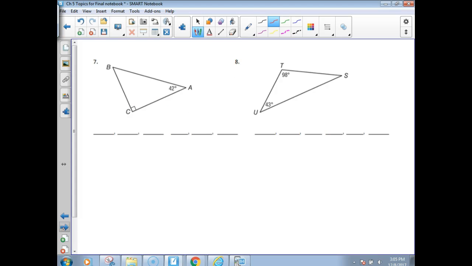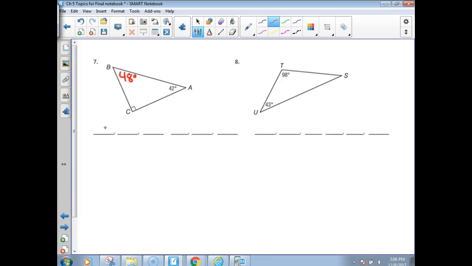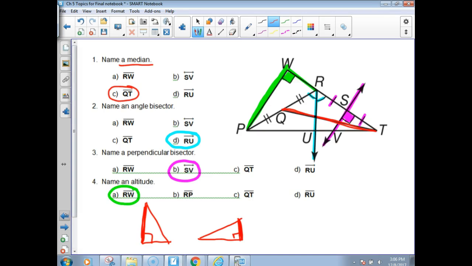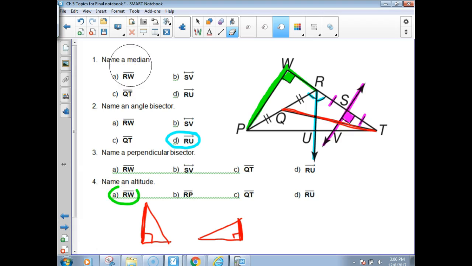Okay, so we're going to need to find the third angles on these. If you have a right angle and a 42, the other one should be 48. I don't care which ones you put first, just as long as you're going small to large as it says to do. I believe it kept saying small to large, right? Okay, while you guys do 7 and 8, I'm going to get ready for what I got to show you next.